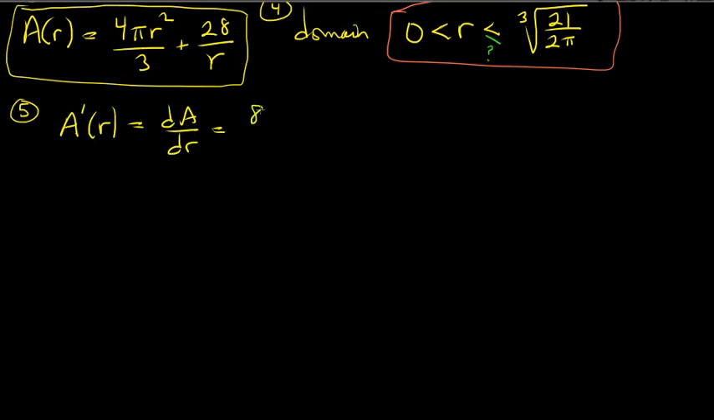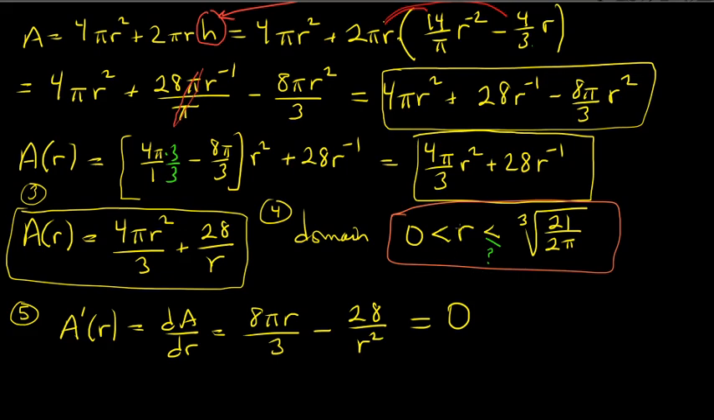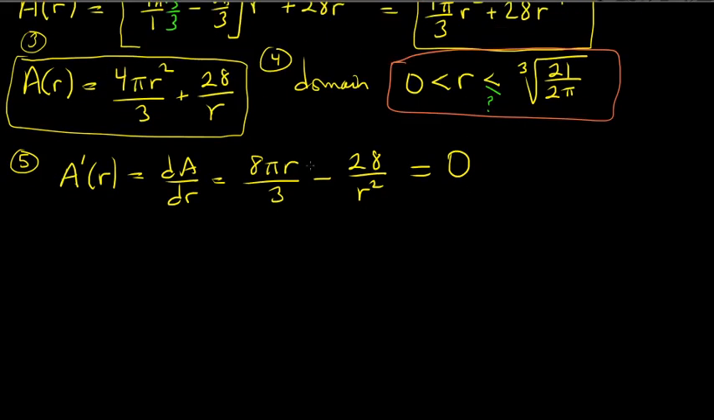So this will be 8 pi r over 3 minus 28 over r squared. Again, the only critical numbers come from where this equals 0. Or you might say, well, wait a minute, what if r equals 0? Then the derivative will fail to exist. That's true enough, but I think we said earlier that if the radius is 0, there's no cylinder, there's no sphere, the volume would be 0, and that can't happen. So there's definitely no equal sign with r equals 0. That cannot happen here. So the only critical numbers come from where the derivative equals 0, and you can solve this pretty easily. If you haven't done it already, go ahead and do it.